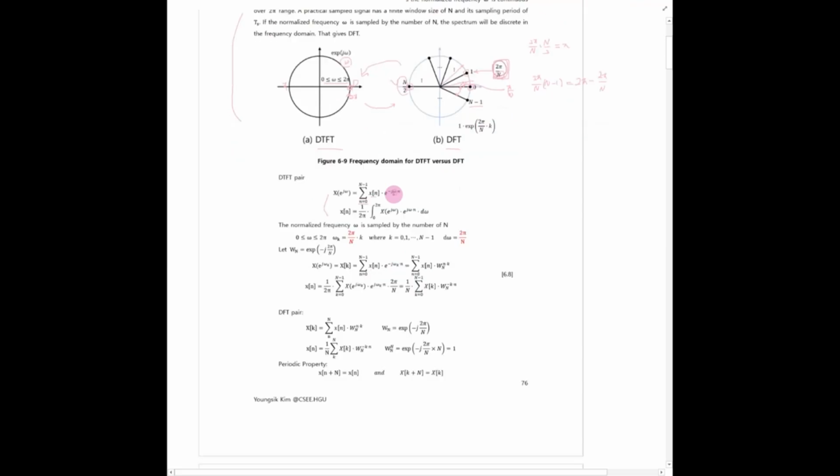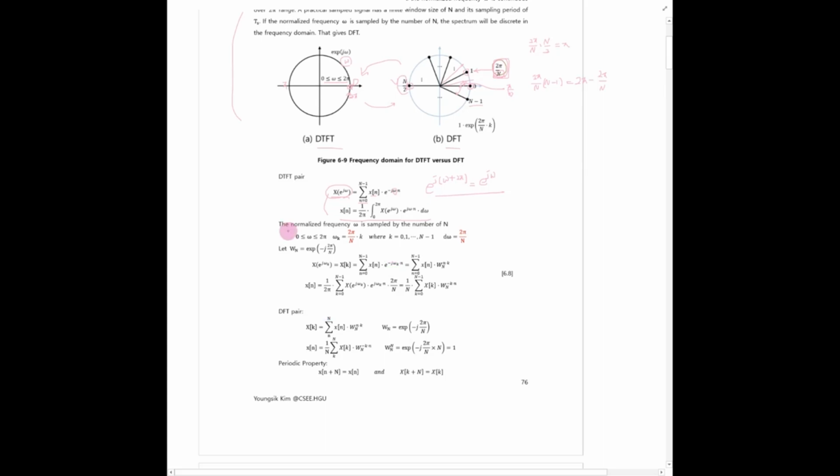Another important thing is this one. This is a periodic function. e to the j omega plus 2 pi should be equal to e to the j omega. So this is periodic with 2 pi. But this is not periodic. So this one is the inverse Fourier transform of that.